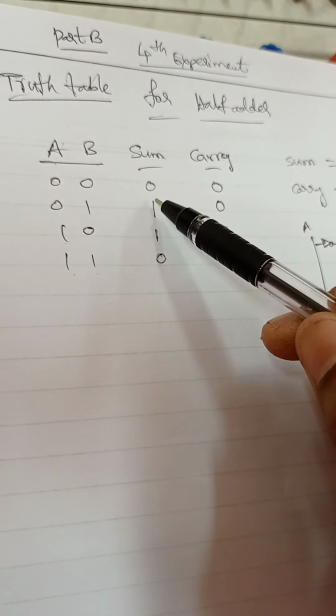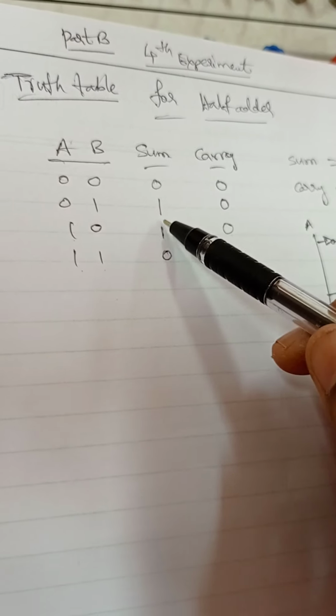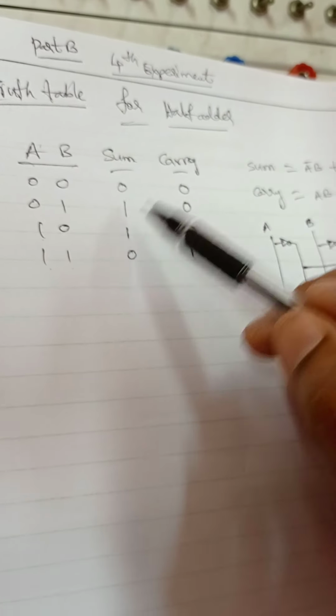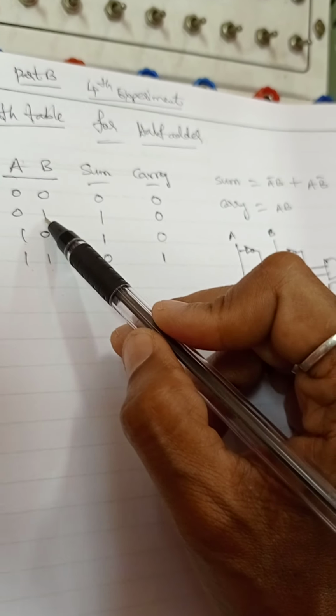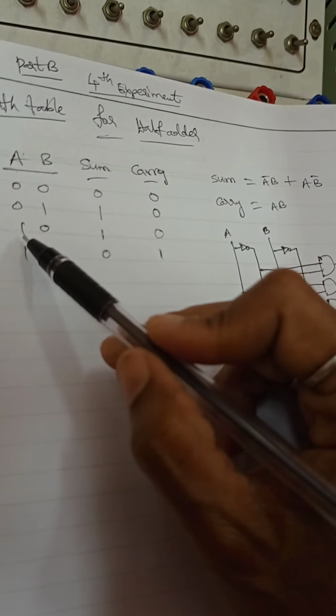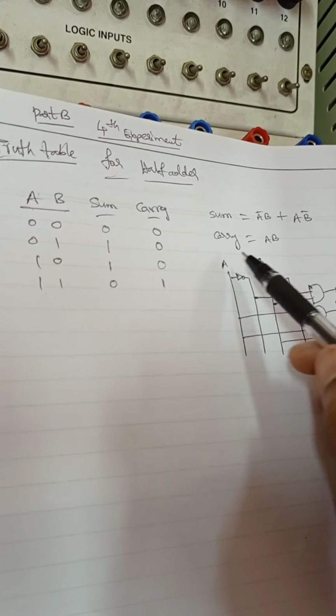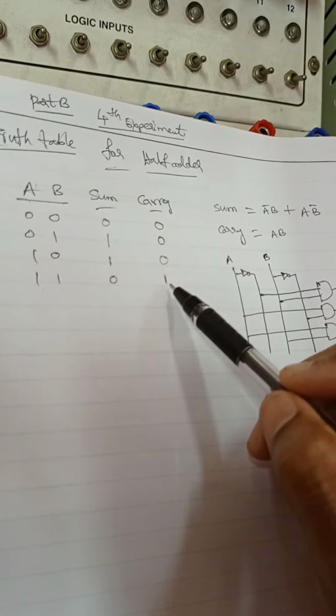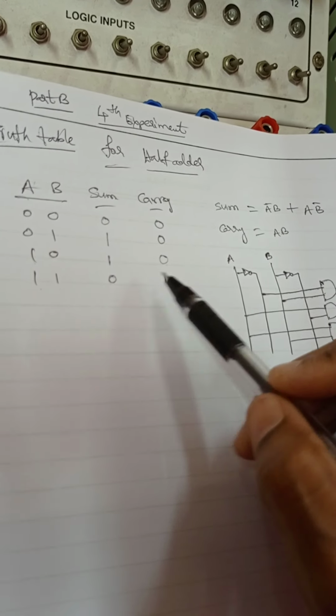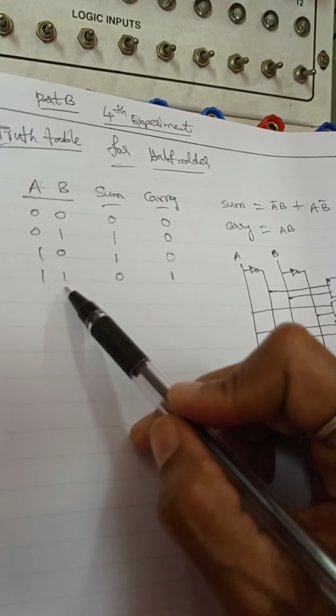For these high outputs, we will write the expression for sum. Sum is equal to, here 1 means here A is 0, B is 1. So A bar B plus A is 1, B is 0, so A B bar, 0 means B bar. Now the same way we will write the expression for carry, that is only 1 output, so that is AB is equal to 1.